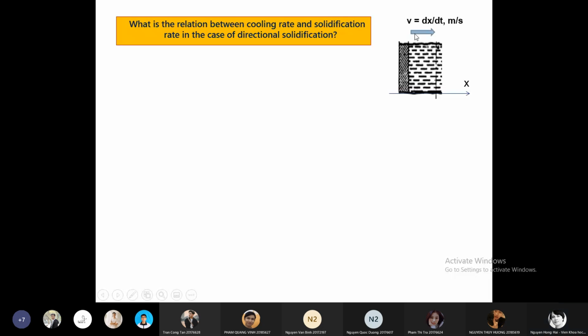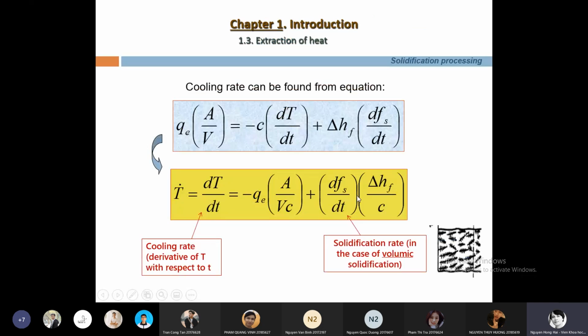So in this case, the unit of the solidification rate is meter per second. See, in this case, the unit is different. In volumic solidification it's not meter per second, it's the solid fraction per second. Here, in the case of volumic solidification, there is no clear interface between the solid and liquid.